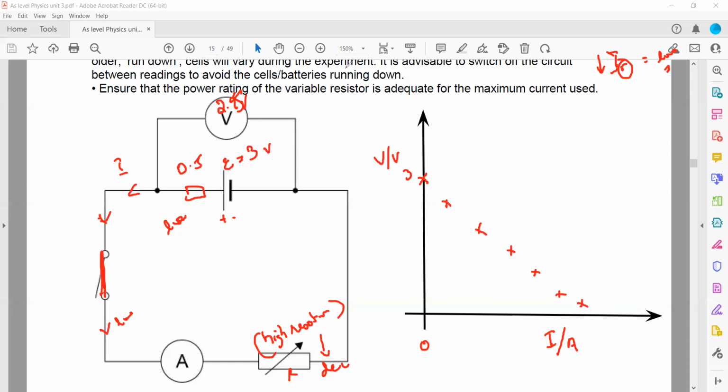When we join these points and draw a line, the y-intercept is known as the EMF of the battery, and the negative gradient, minus R, is equal to the internal resistance. So when we work out the negative of the gradient, that will give us the internal resistance of this cell. Is this one clear?